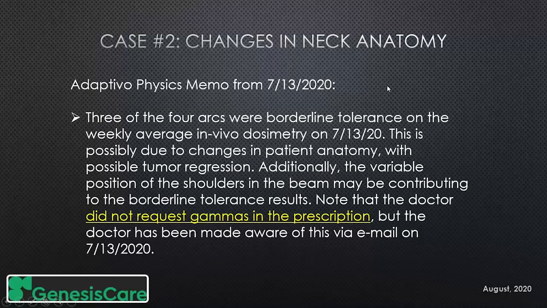So when I received the first notification, that was the weekly notification, because we do get notified weekly if there is a borderline tolerance result. So this is my response in the report. So 3 of the 4 arcs were borderline tolerance on the weekly average in vivo dosimetry on July 13. This is possibly due to changes in patient anatomy with possible tumor regression. Additionally, the variable position of the shoulders in the beam may be contributing to the borderline tolerance results. Note that the doctor did not request gammas in the prescription, but the doctor has been made aware of this via email on July 13th. So I just wanted to document that he was made aware of that.